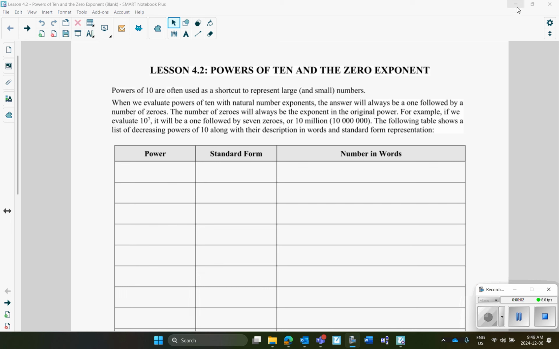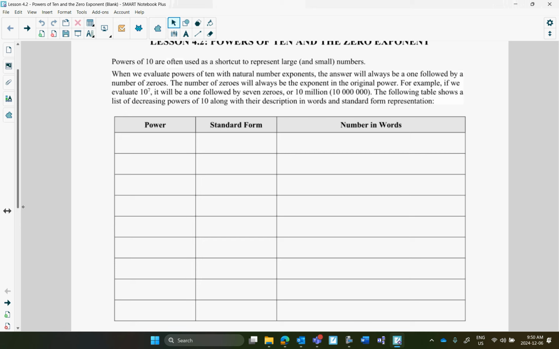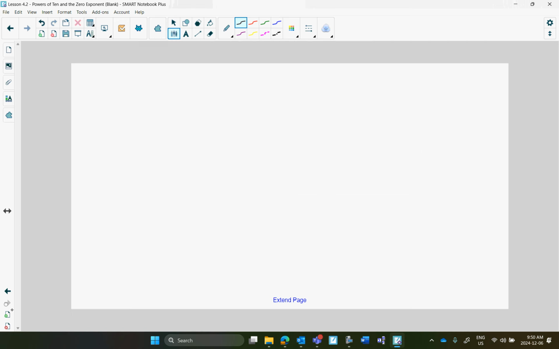Okay, so this one's kind of short and sweet. We're going to talk about powers of 10, and whenever we raise anything to the 0 power. So powers of 10, I'm not sure if you guys did this, but you don't have to write this down.